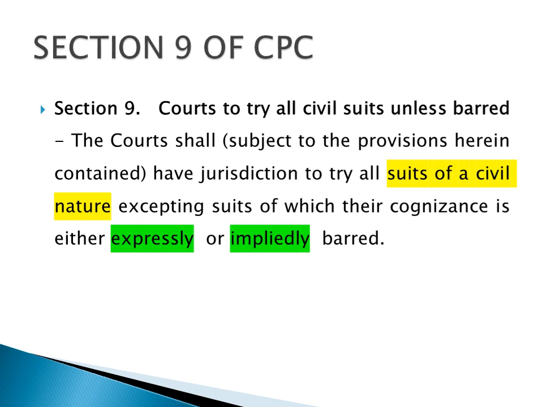And by the words suits impliedly barred, the section means that there are certain types of suits which are barred by general principles of law. Similarly, certain suits, though of a civil nature, are barred from the cognizance of a civil court on the grounds of public policy. What suits are of civil nature is explained by Explanation 1 and Explanation 2 of this section. We will discuss them in the next slide.